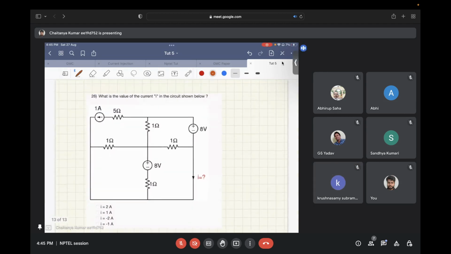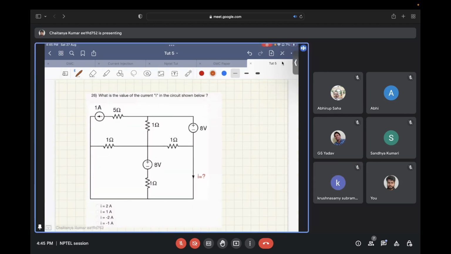So now let's move on to the last question. You need to find the current that is flowing in this branch. Please try it out.